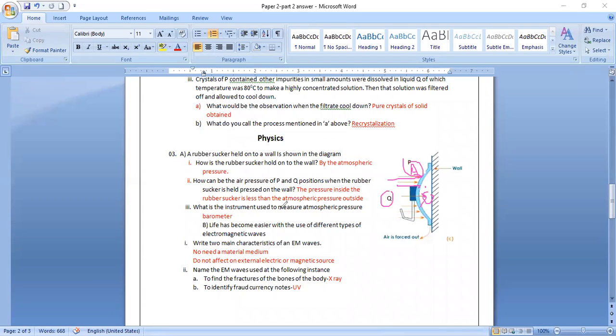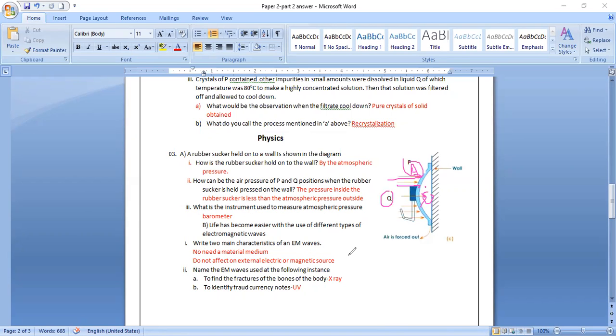Then what is the instrument used to measure atmospheric pressure? So what we normally use is the barometer, to find the atmospheric pressure. Right. Then the next part: life has become easier with the use of different types of electromagnetic waves. Write down main characteristics of electromagnetic waves.